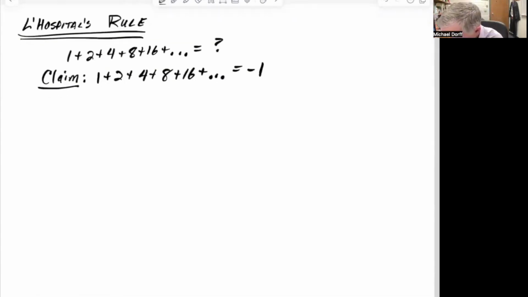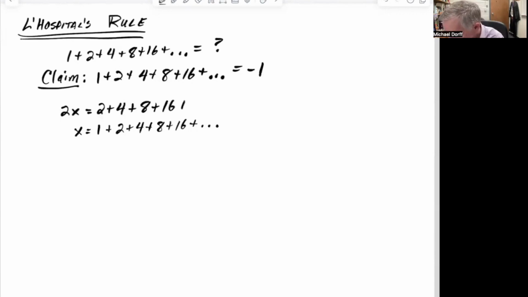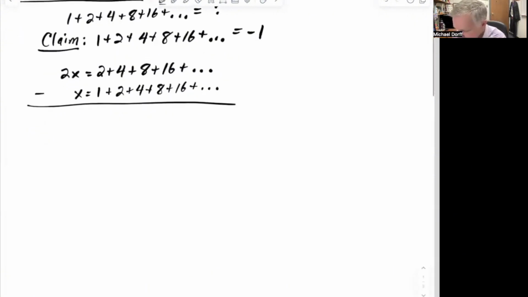To do this, I'm going to call x equal to this sum. So x is 1 plus 2 plus 4 plus 8 plus 16 plus ... And now I'm going to take this equation and multiply both sides by 2. So 2 times x gives me 2x. 2 times the right side will give me 2 plus 4 plus 8 plus 16 plus ... And now I'm going to subtract the top one from the bottom one.